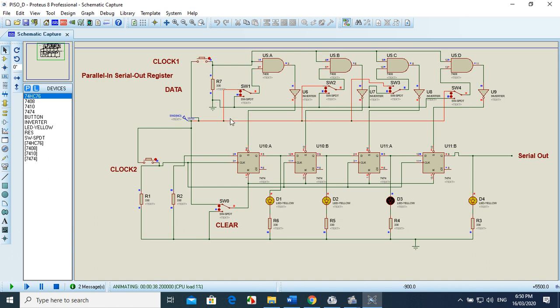You will notice that LED D1, D2, and D4 are lighted to indicate the logic level 1 status of flip-flops U10A, U10B, and U11B, while flip-flop U11A output is at logic level 0. Now, to move this data to the right one at a time, or in serial mode, we're going to apply clock 2 signal by pressing clock 2 switch repeatedly until all data are shifted to the right.